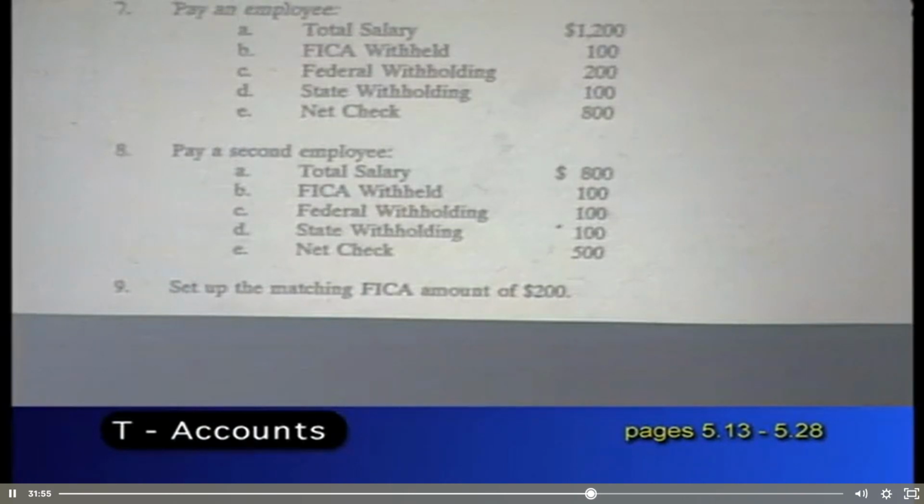So the entry in number 9 is to set up the matching FICA amount of $200. And when it says set up, it doesn't mean pay. It simply means recognize that we owe $200 more than we're currently showing. So what should the balance in FICA payable be when you finish this entry? $400. Okay? So make the entry. It records both a debit and a credit. The debit is just part of the cost of having the employee.